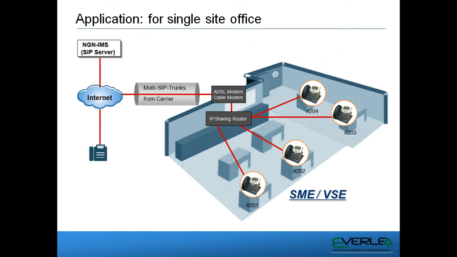So again, this is just an example of a single site with an EIV phone solution on it. We have the internet and data coming down through to your modem. It can be ADSL if necessary, through to fiber. You have an IP sharing router, e.g. DHCP, and then the phones are connected to the router and have their own IP addresses.